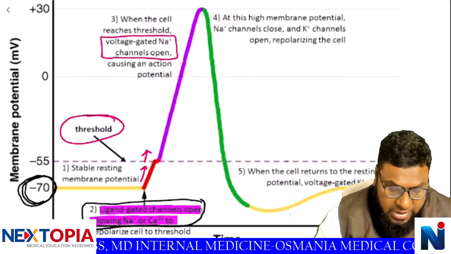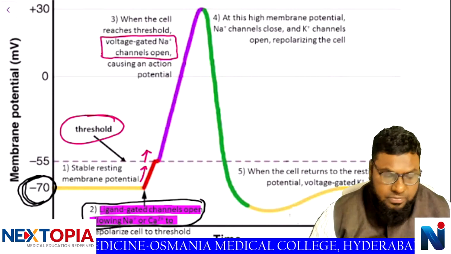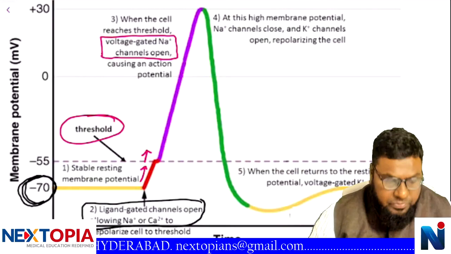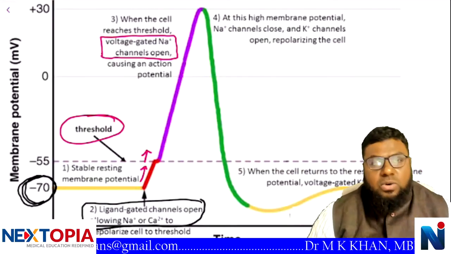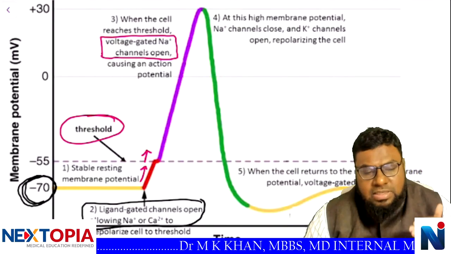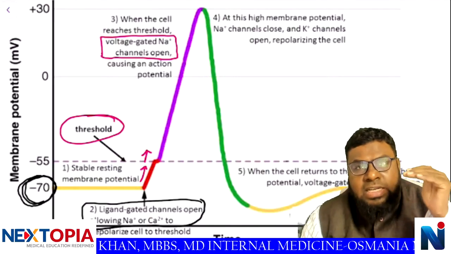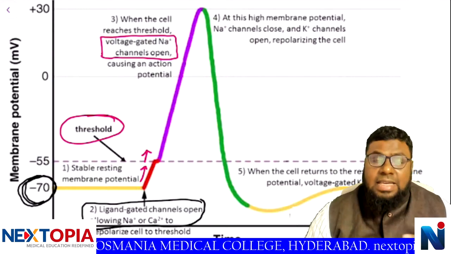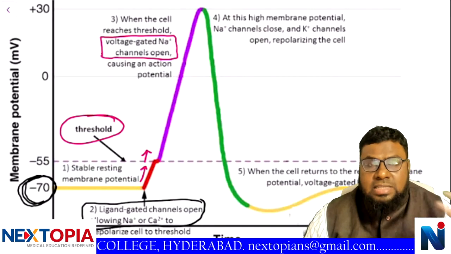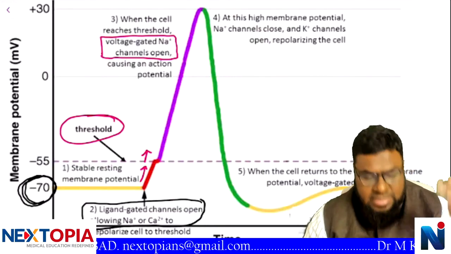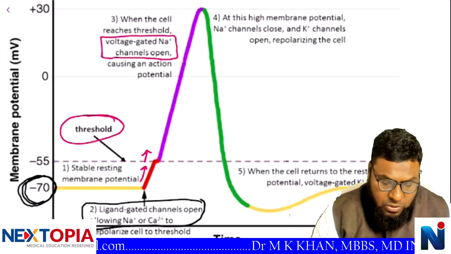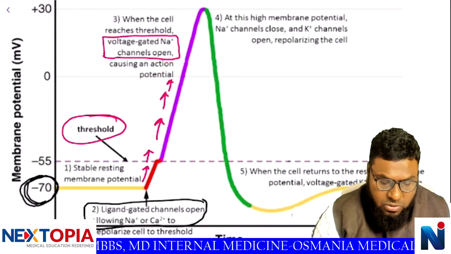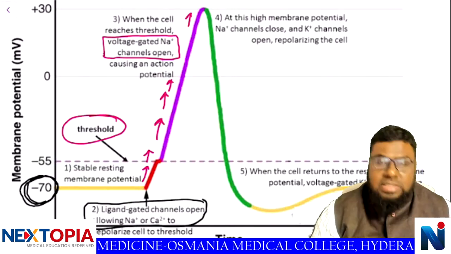This point you have to understand. Voltage gated. So initially what happened? Ligand gated channels have played an important role in bringing the potential from minus 70 to minus 55. Once the cell is at minus 55, suddenly the voltage gated sodium channels open, and that increases the positive charge inside the cell, causing an increase in the potential. From minus 55 it rises to 0, then from 0 it goes up to plus 30.